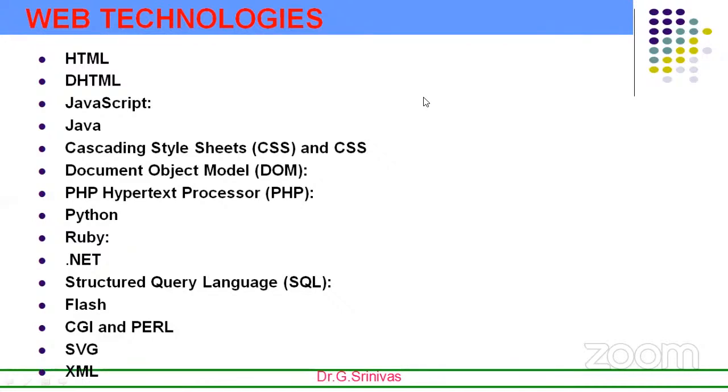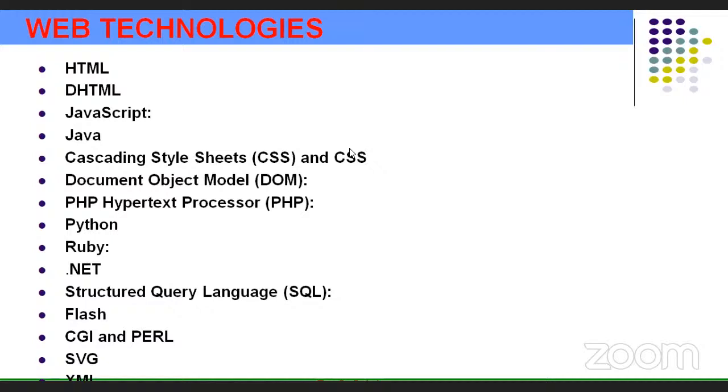It contains tags, or we can say elements. By writing those elements, we can develop the websites. It is a presentation purpose markup language. Means by using the tags, we can develop the websites. So we can develop interactive, that is, attractive websites by using HTML.